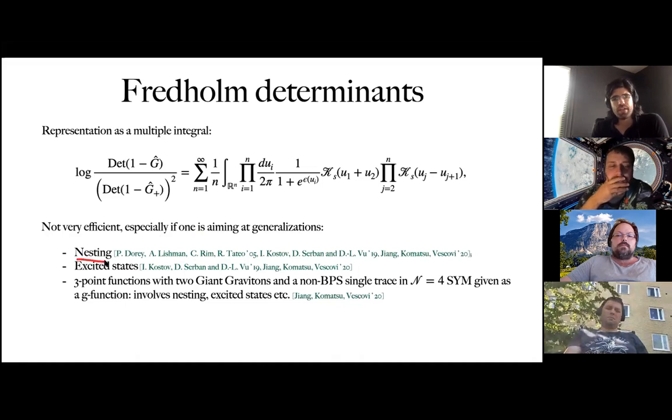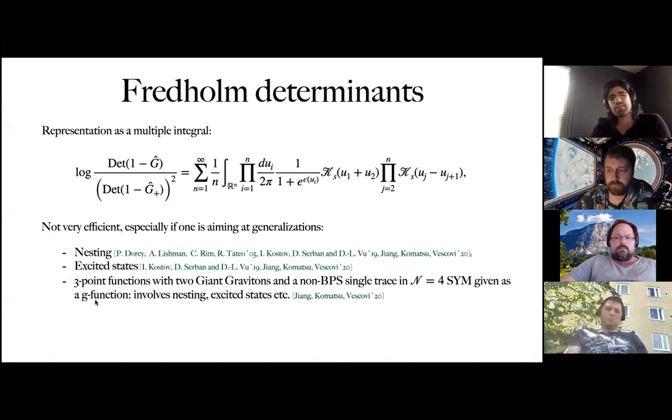So the situation gets worse if we consider, for example, systems that have nesting, that has been considered in these three papers at least. Because now you have several kernels, and the situation becomes much more complicated. Also, if you deal with excited states, you have to slightly modify these expressions. And of course, there is the case of N equal to 4, and this was actually the biggest motivation for this work, the result by Jiang, Komatsu and Vescovi that computed three-point functions involving giant gravitons and single trace non-BPS states in planar N equal to 4.